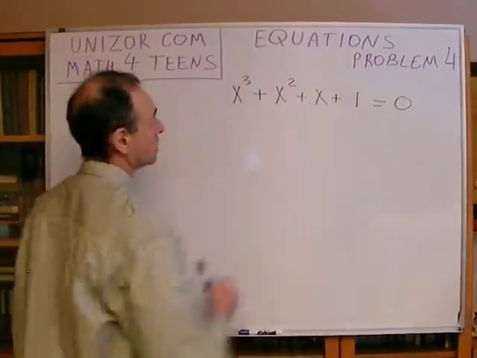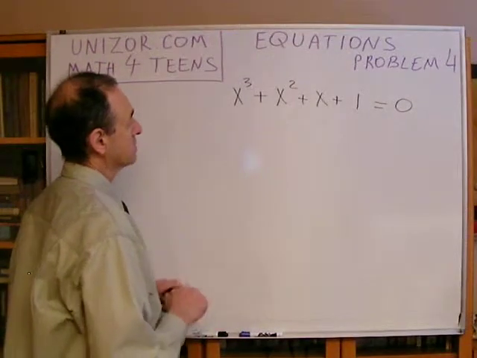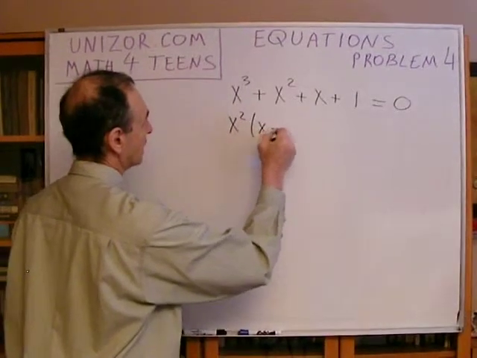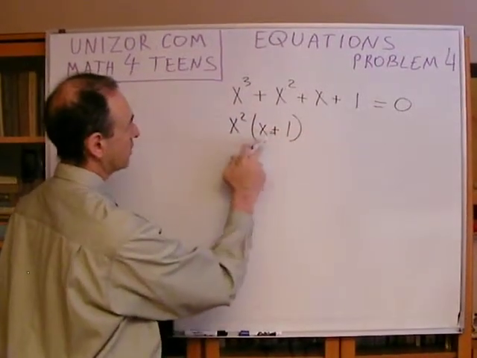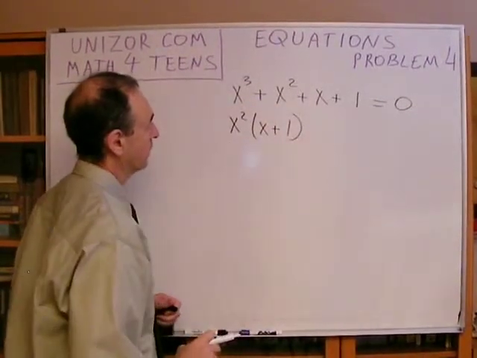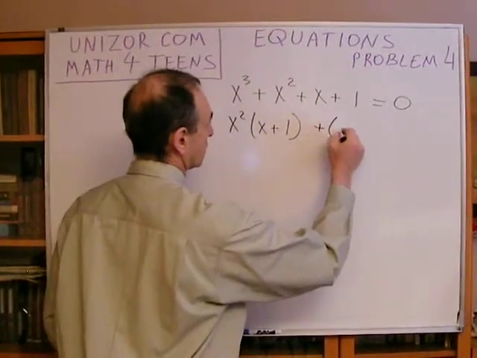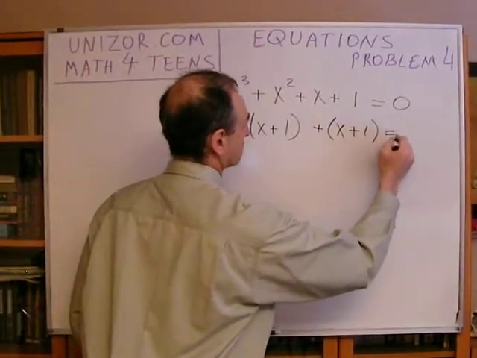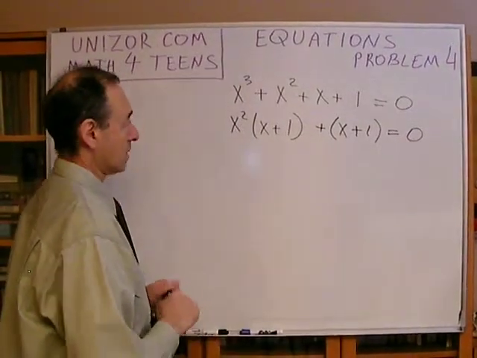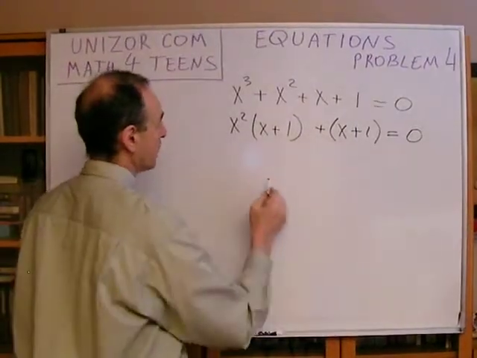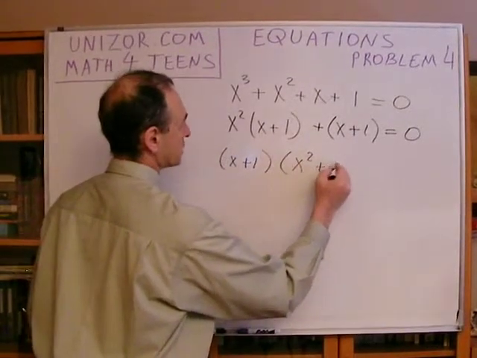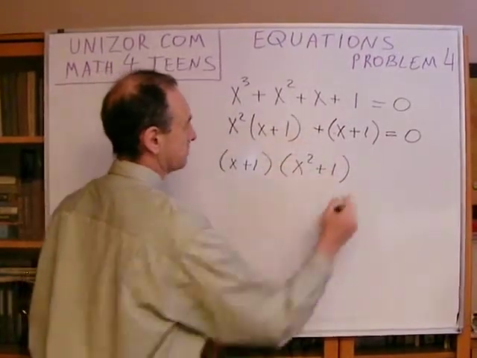Now, just looking at this equation, I can recognize the fact that if I factor out x squared from these two terms, I will get this. Right? X squared times x is x cubed. X squared plus 1 times 1 is x squared. And this is also x plus 1. Well, obviously, the next step would be to factor out x plus 1. And I will have x plus 1 times x squared plus 1 equals 0.